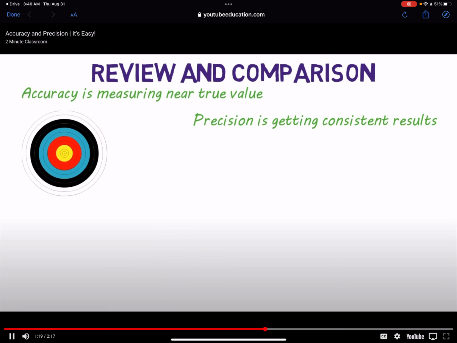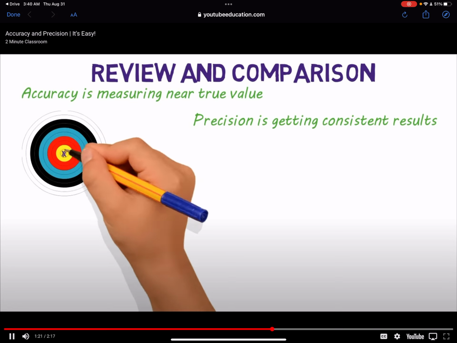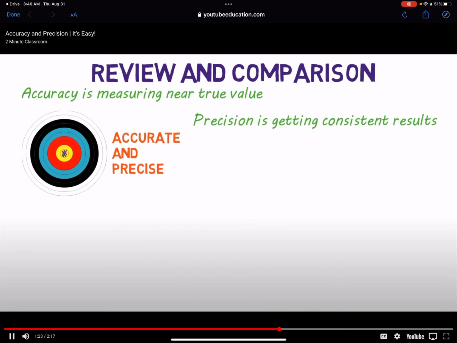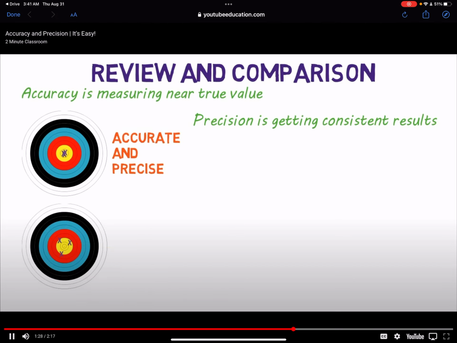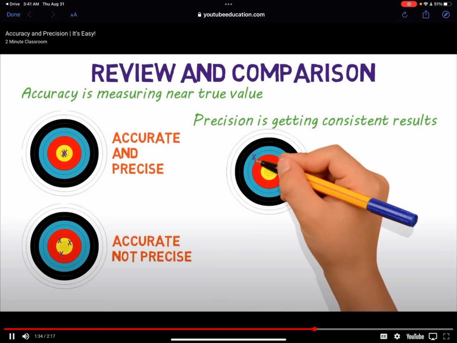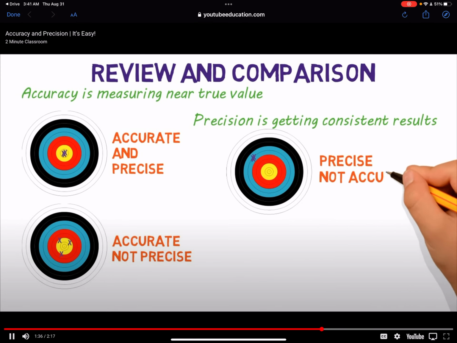Let's use the target for some more examples. This would be accurate and precise. All the points are close together and average around the true value. This would be accurate but not precise. The results are around the true value but not consistent with each other. This would be precise but not accurate. All the results are close together but not consistent with the true value.